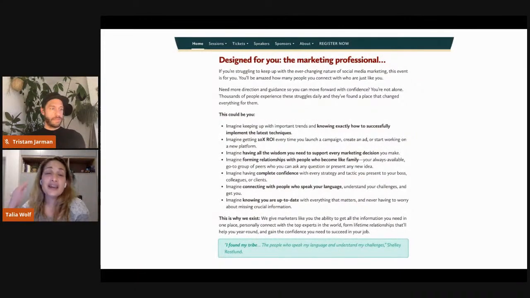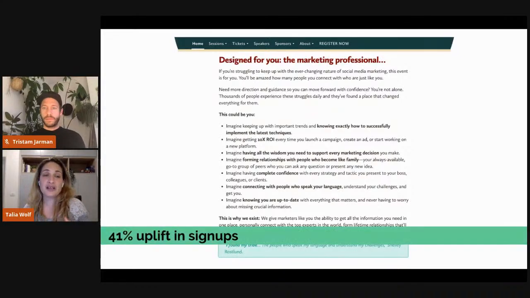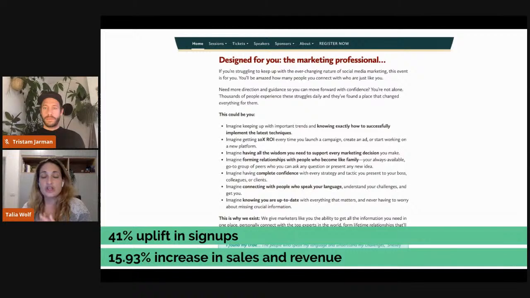We now added an additional section on the page with even more copy, spelling out the exact problems that they're feeling, the exact tension, the pain, the challenges that they're going through, and then painting the picture of all these desired outcomes that we knew from our research that people wanted to see. And by adding an extra amount of copy on the page, we got a 41% increase in signups and 16% increase in sales.